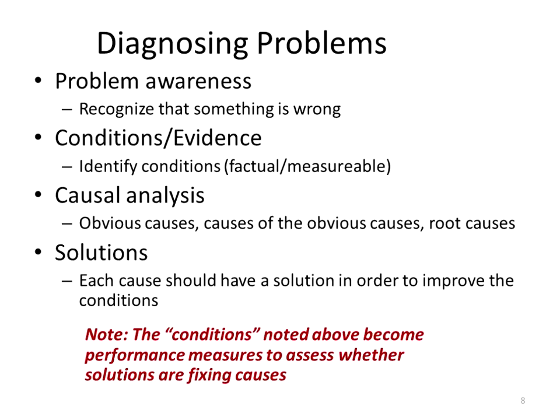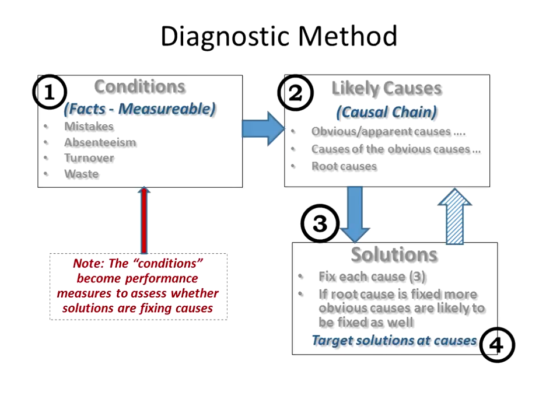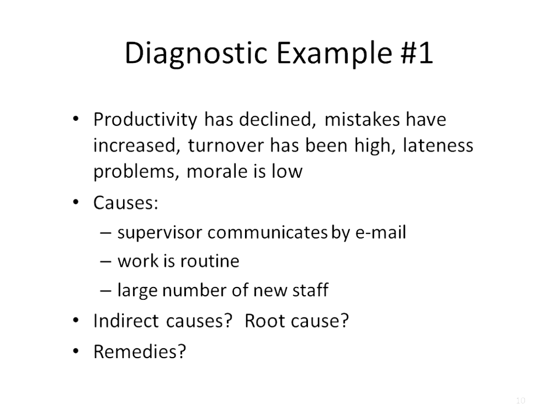So it's a very important model called the diagnostic model. This is just a visual that says, start with the conditions, the facts and stats, absentees and turnover waste. Identify the likely causes, look at the obvious apparent causes, dig deeper and find out what the root cause is. Because you'll find leadership is generally not the obvious cause. The communication may be the obvious cause, and then leadership may be what's causing communication problems. Then look at the solutions, fix each cause, and then go over to your conditions, and you have your metrics to see if you fixed the causes.